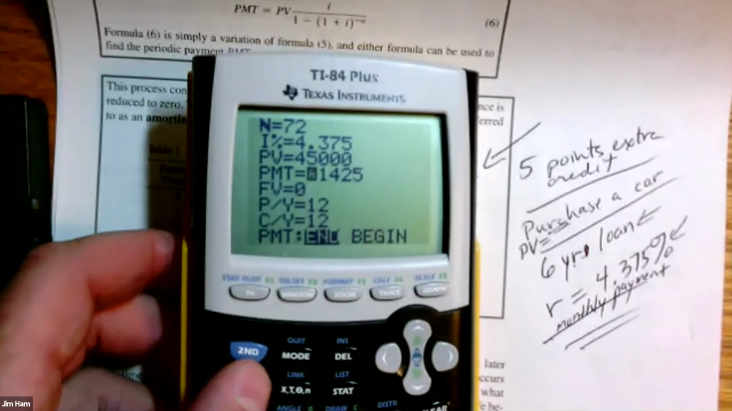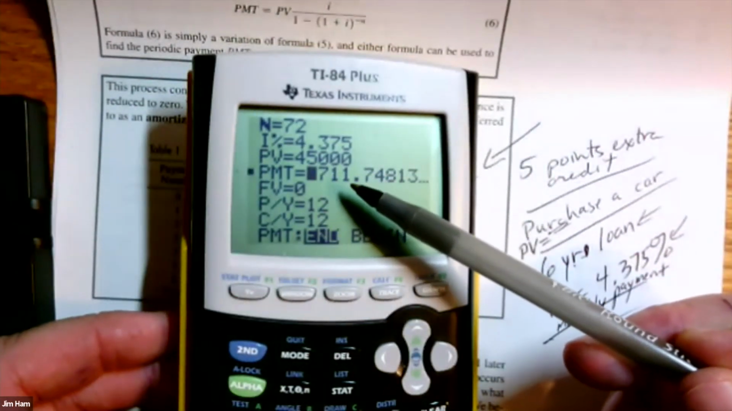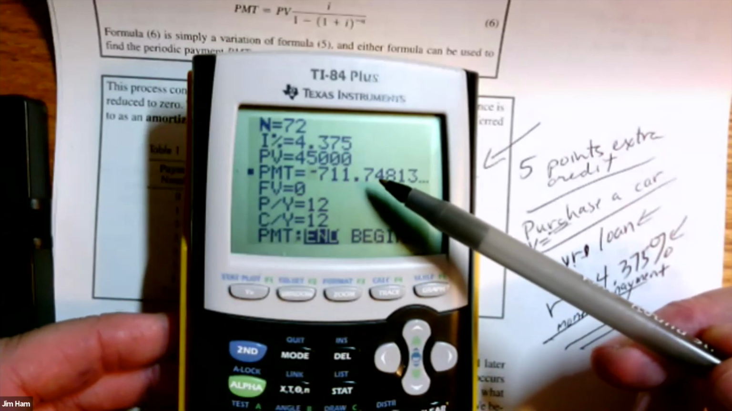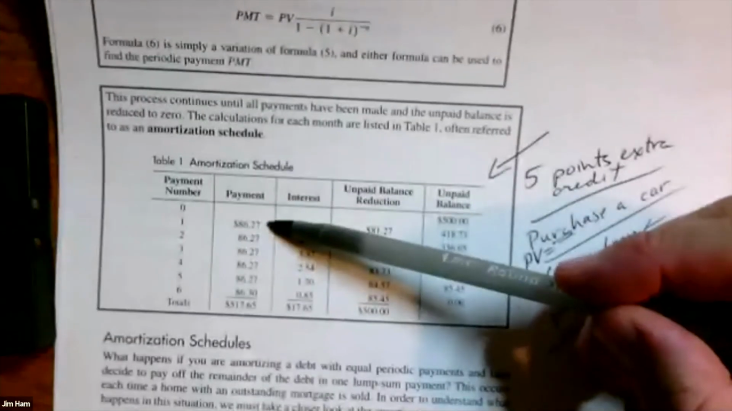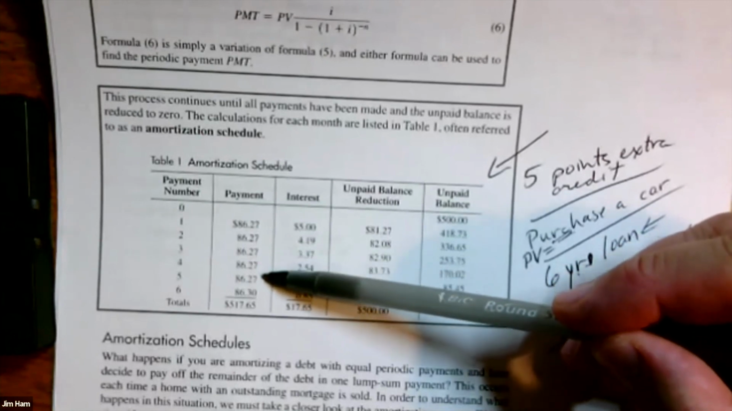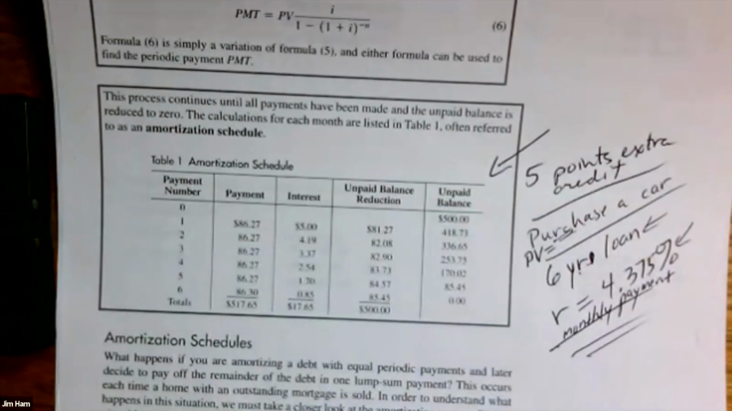You can actually calculate the payment here. So that $711.75, this is what that pickup truck would cost per month. That's the number that would appear throughout here. This is your payment. That payment never changes throughout the life of the loan. So you can calculate that. But the amortization table will calculate it for you as well.